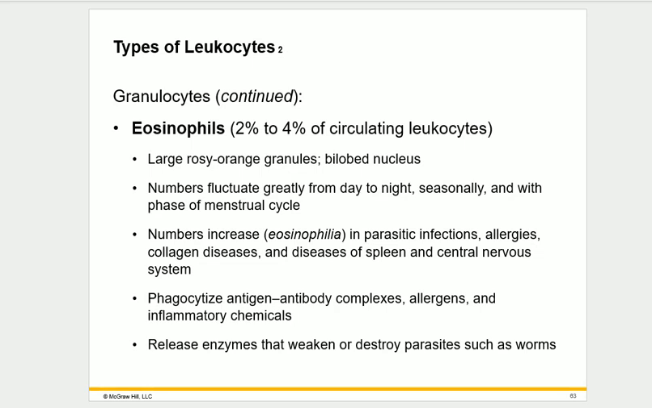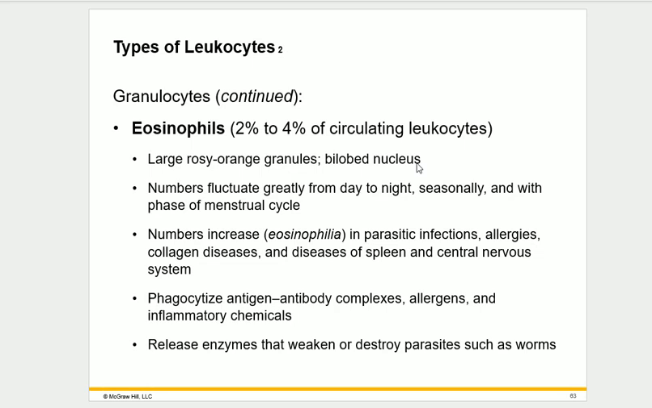Then we have eosinophils. They are harder to find because they're only about 2 to 4% of white blood cells, averaging about 170 cells per microliter. They are in the mucous membranes of the respiratory, digestive, and lower urinary tract. They have 2 large lobes connected by a thin strand in cytoplasm. Has an abundance of the coarse rosy to orange colored specific granules.